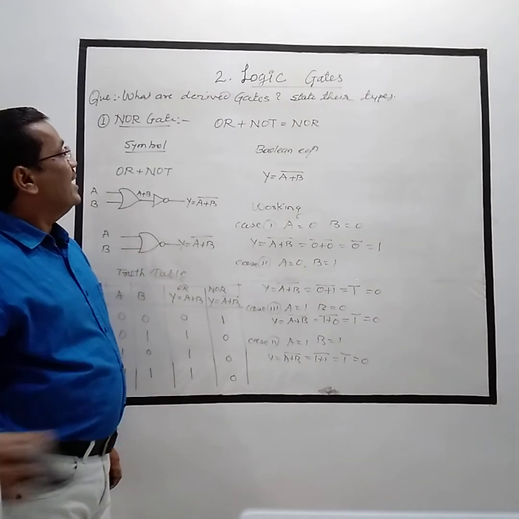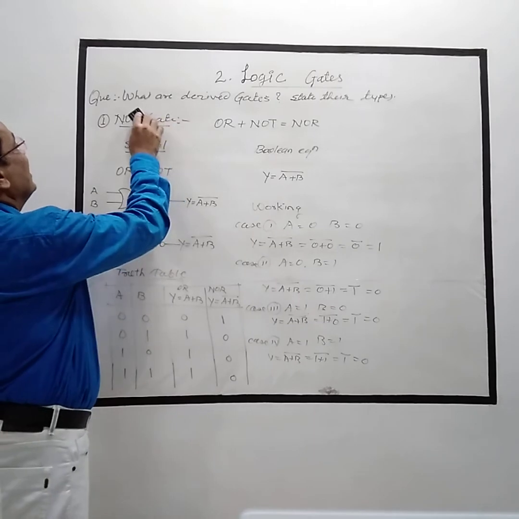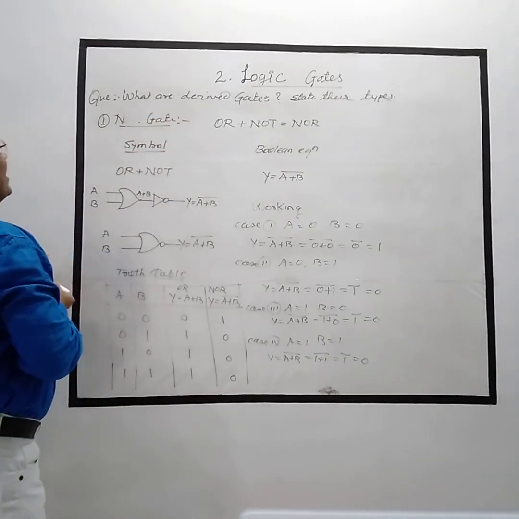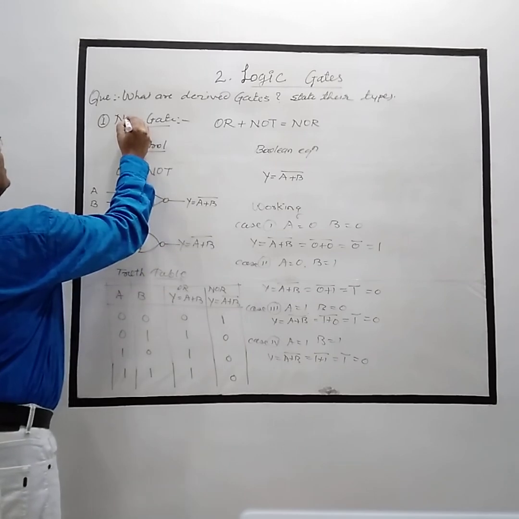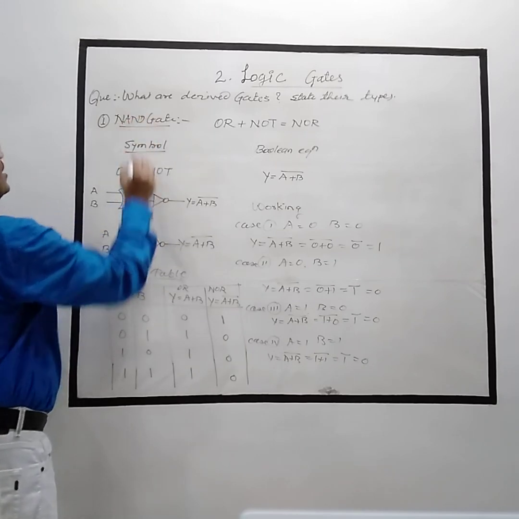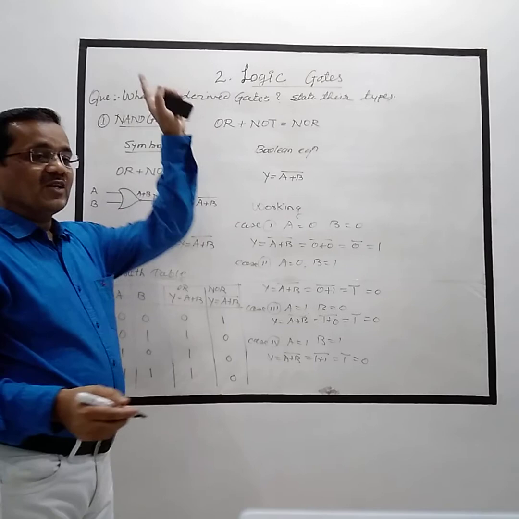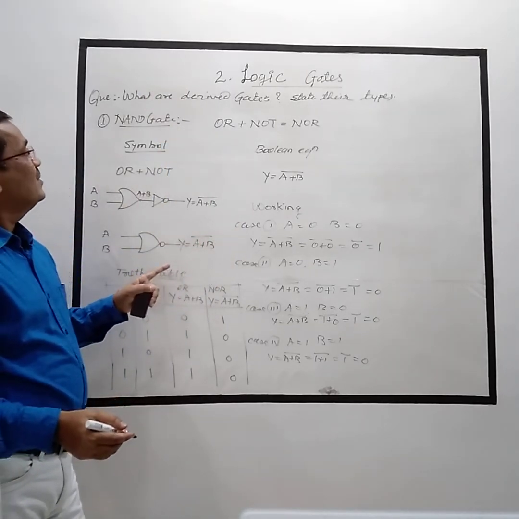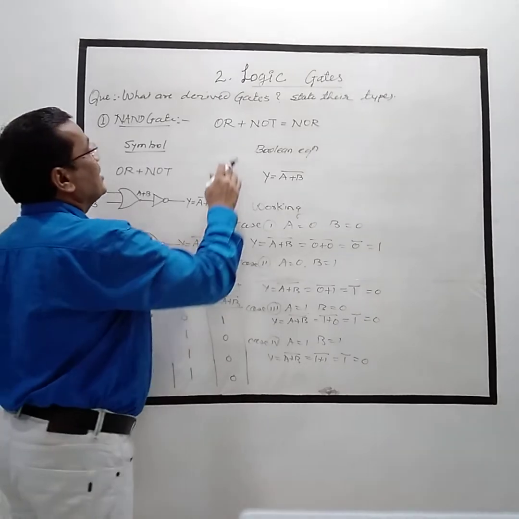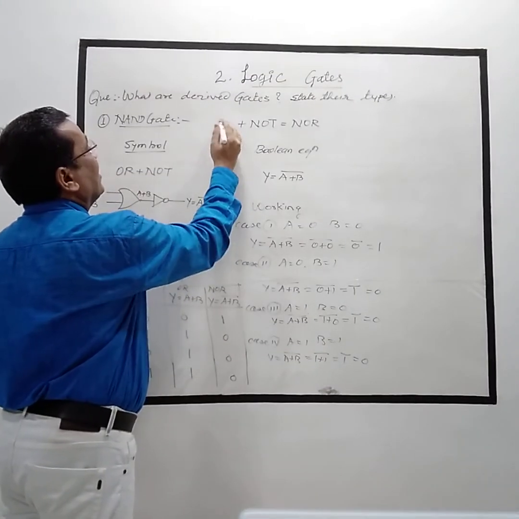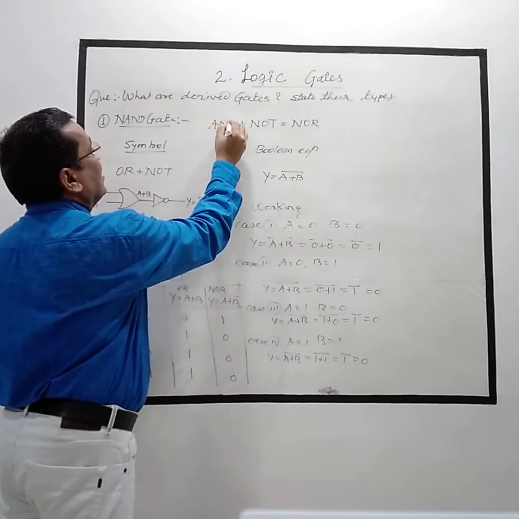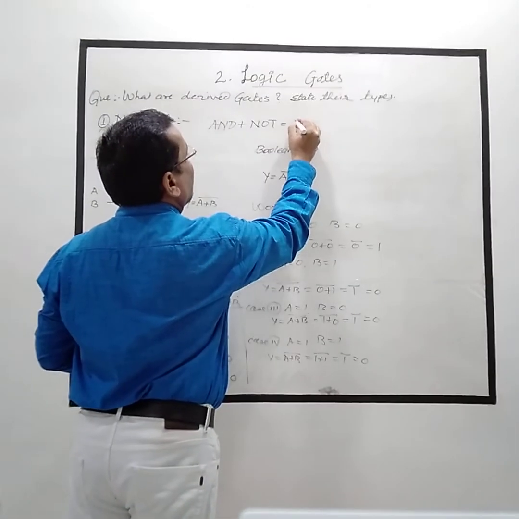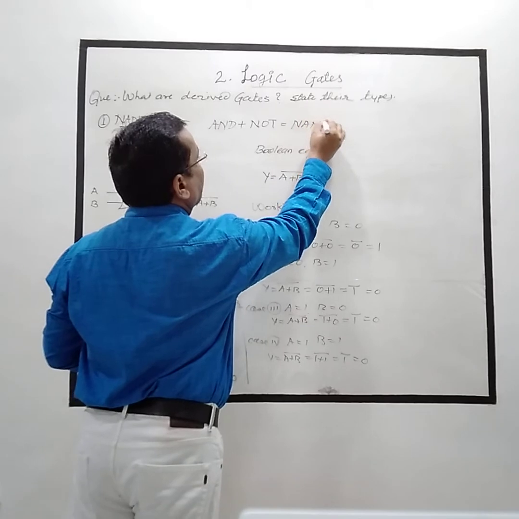Now the next gate is the NAND gate. N-A-N-D, NAND gate. A NAND gate is a logic circuit or electronic circuit which can be constructed by using an AND gate and a NOT gate. That is the NAND gate.